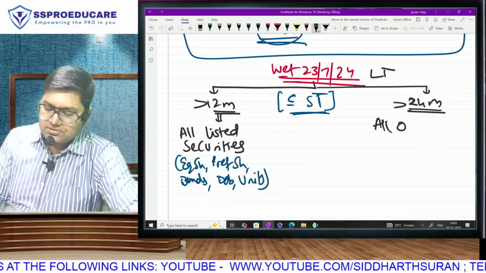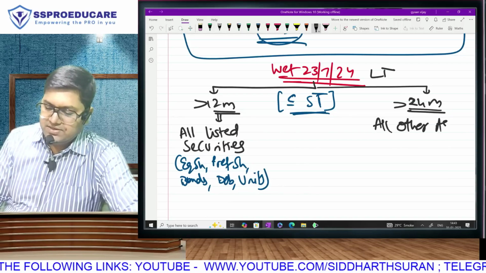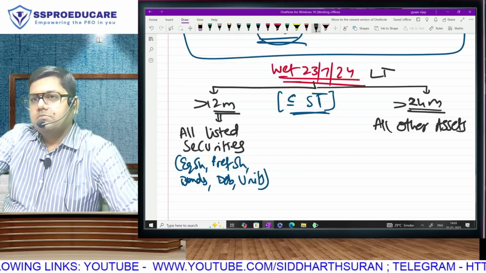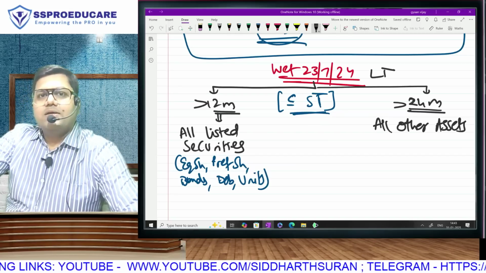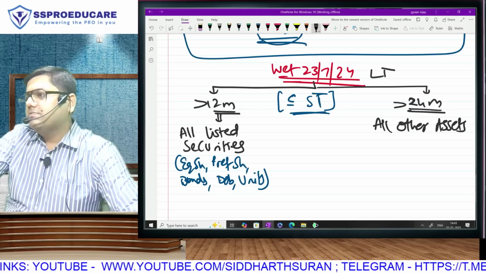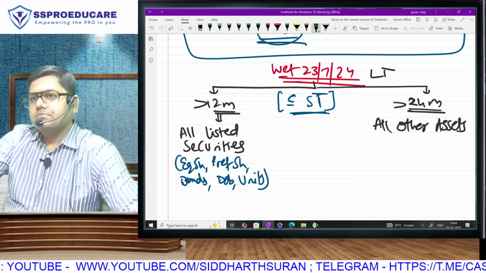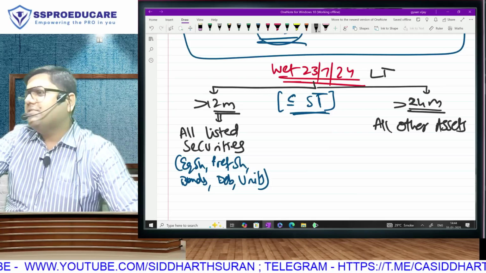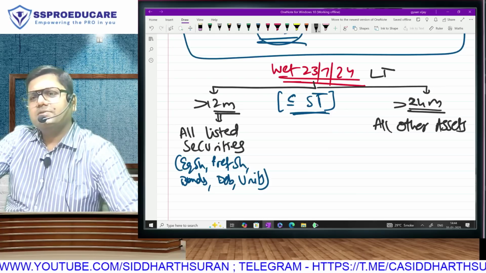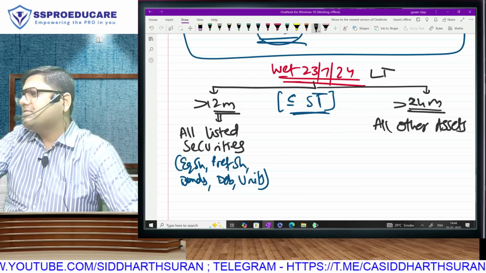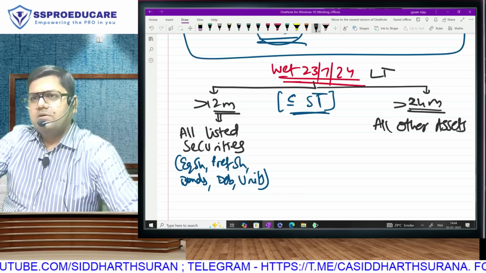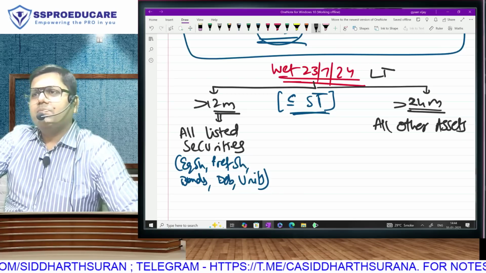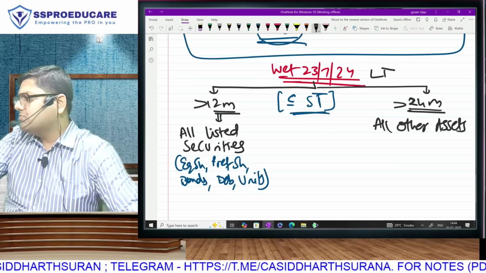All other assets will be covered in 24 months. So for some assets it will make a difference, but for some assets it may not. For example, listed securities earlier also 12, now also 12. Unlisted shares earlier also 24, now also 24. Immovable property earlier also 24, now also 24.